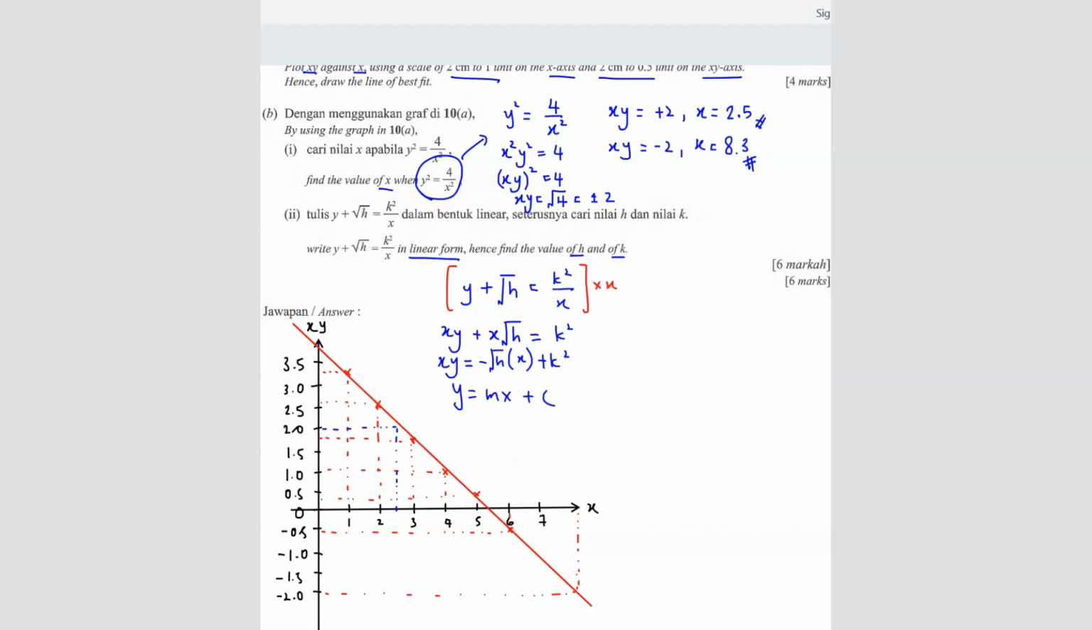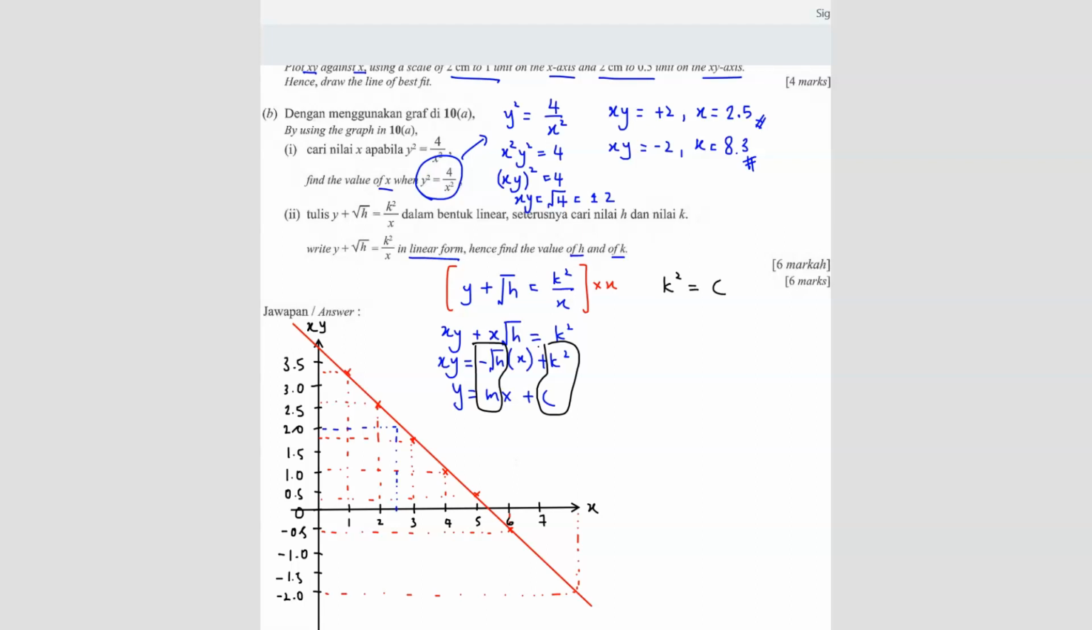So from here we can find, what is the intercept? The intercept is this, right? k square is the intercept. Now since x and x is here, so I can say the gradient of the graph would represent negative square root h. Okay, so that's how we are going to find the value of h and k. So let's do this together. So k square will represent the intercept.